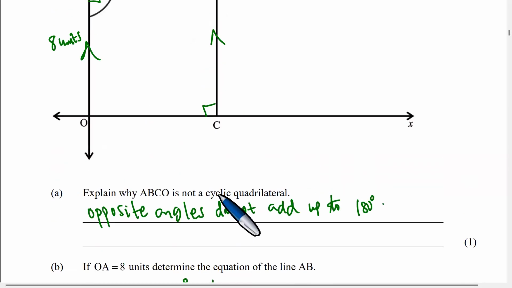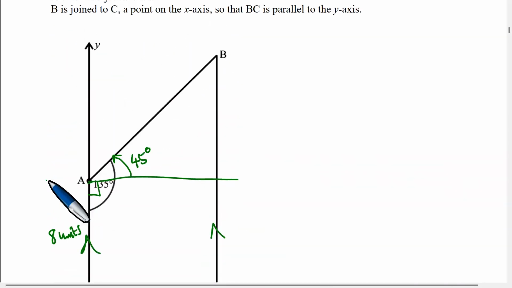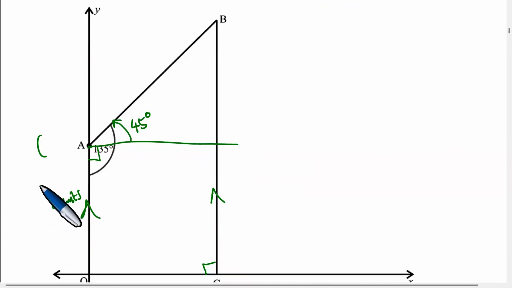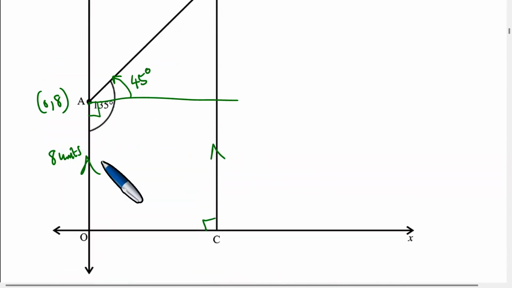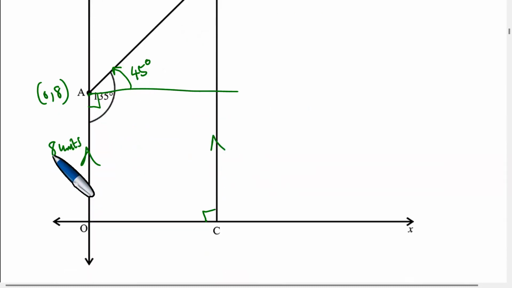Okay, if we got the gradient, we just need a point. So what are the coordinates of A? We already know that this length is 8 units, so the coordinates are 0 and 8 respectively. And therefore the line AB, whose equation we want, passes through the point (0, 8).